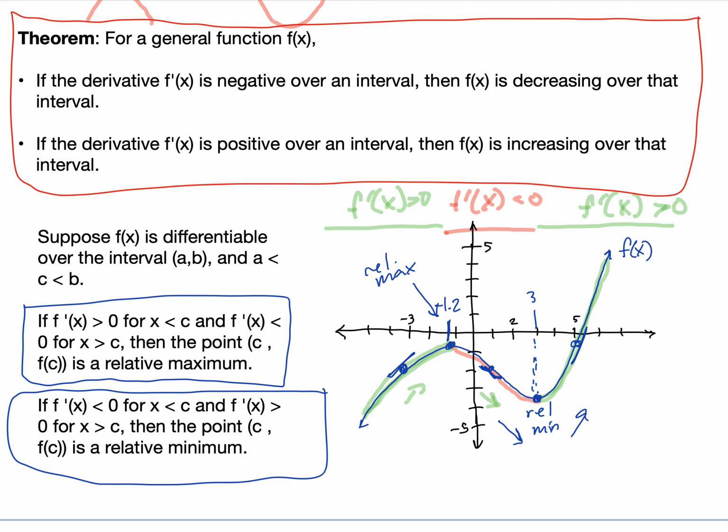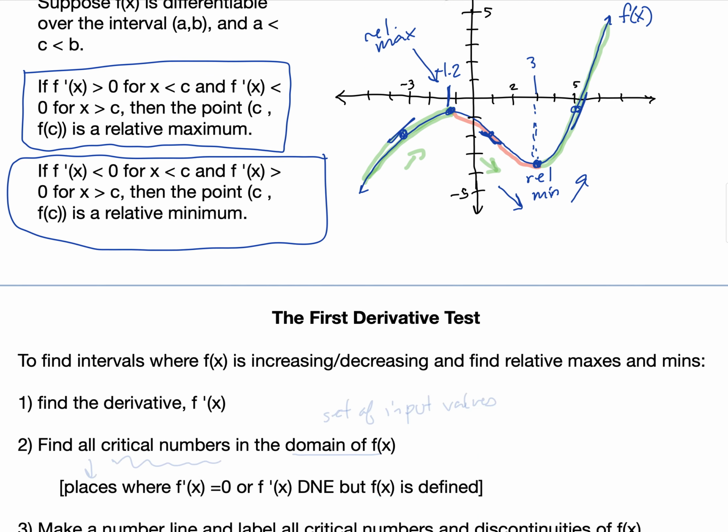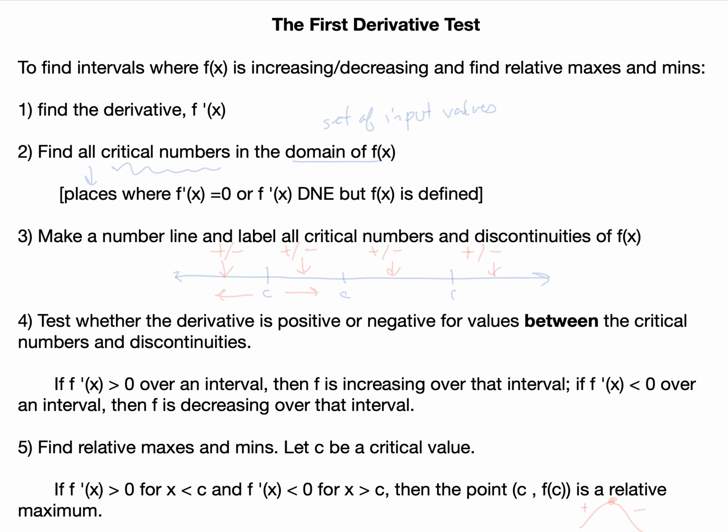So putting all those ideas together gives us the first derivative test. It says that to find intervals where f of x is increasing or decreasing, and to find relative maximums and minimums, we can first find the derivative, then find all critical numbers in the domain of f of x. Remember that the domain of f of x is the set of input values that give an output for f of x, the set of values such that f of x is defined.